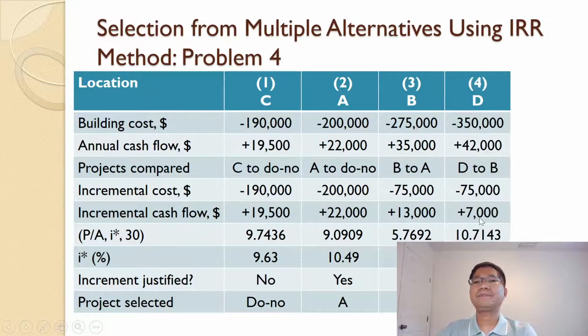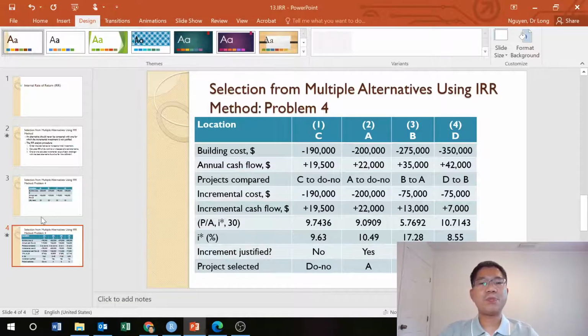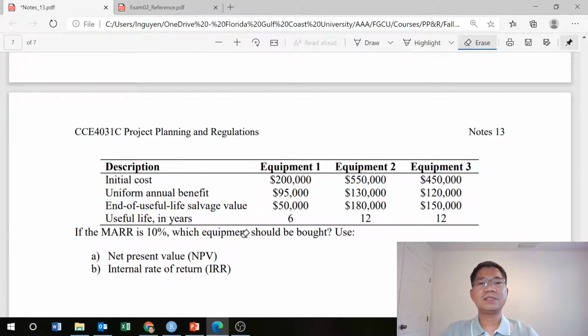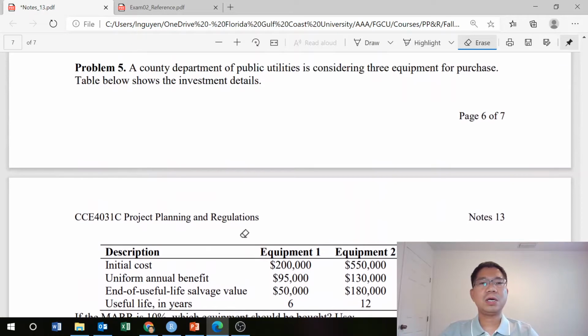Then B to D. Put in, again, another extra 75,000. Incremental benefit increase is 7,000. i star is 8.55%. Is the increment justified? No, because 8.55% is less than MARR of 10%. So not justified. Keep the defender B. No more projects to select, no more alternatives. B will be the best alternative. So with that, I hope you understand, and use this to practice additional problems today.